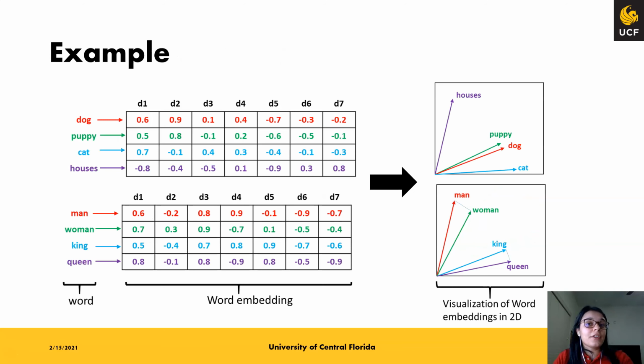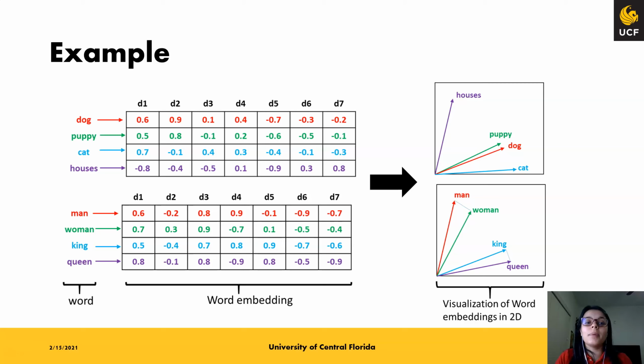Let's go over another example. On the left side, we have the words. In the middle, we have the word embedding table. And on the right side, we have the visualization of the word embeddings in 2D. Let's take table 1 first. We have 4 words there: dog, puppy, cat, and houses. And we have 7 dimensions.